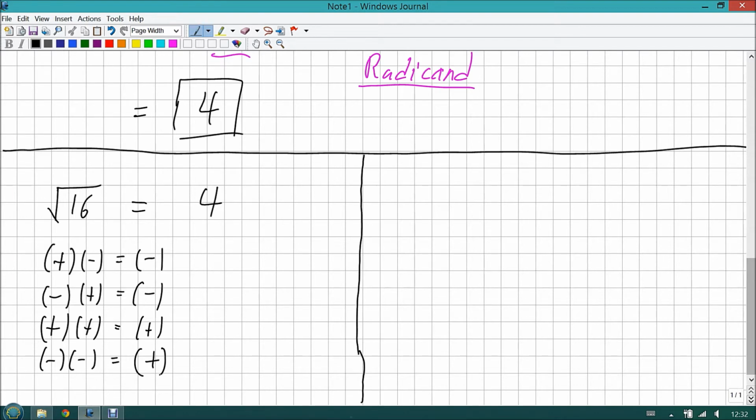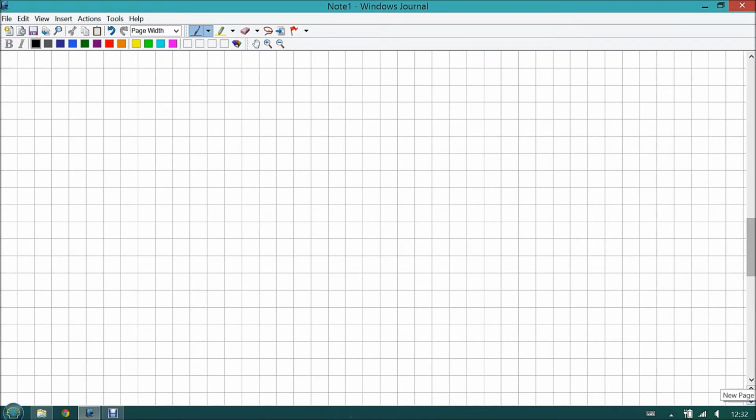So when we were looking at our numbers before, did we try any numbers that might have been negative? And the answer to that question is no, we were only looking at positive numbers. In fact, we were only looking at integers. In fact, we were only looking at whole numbers.